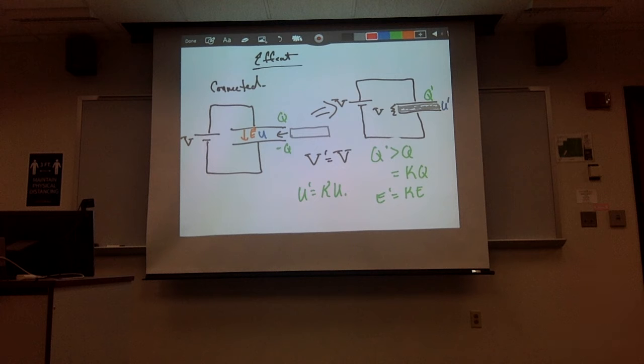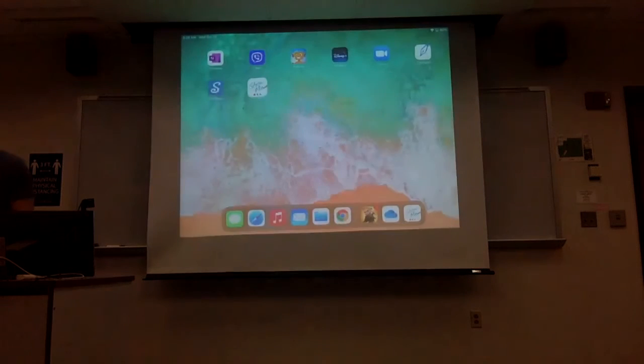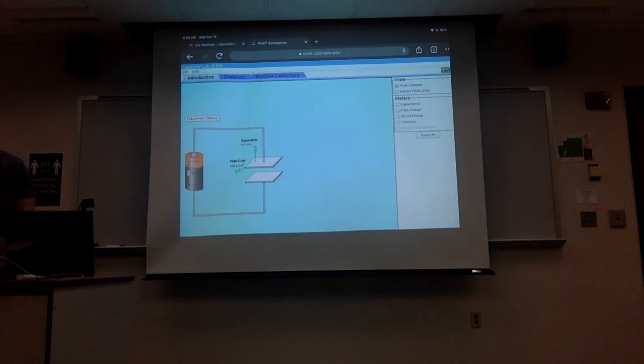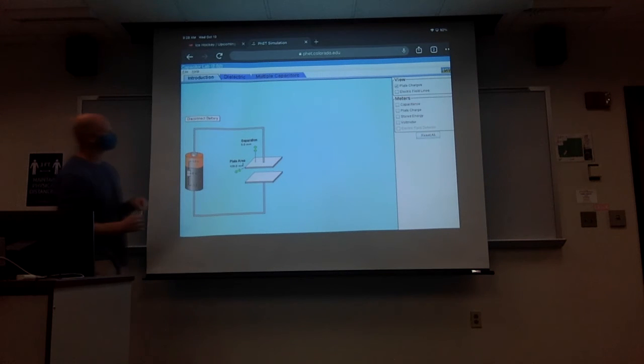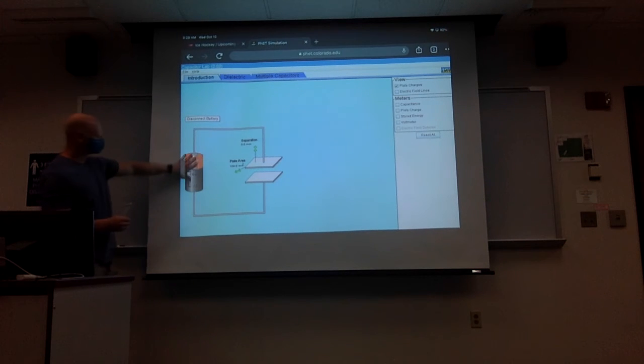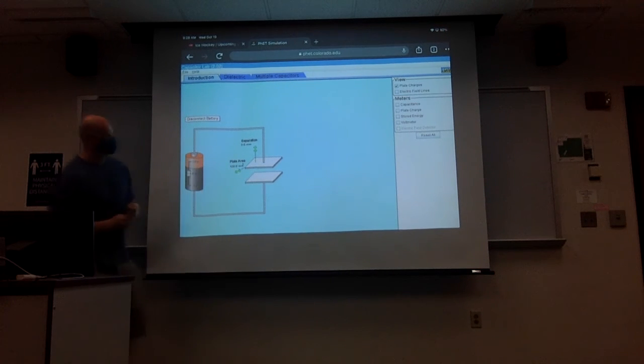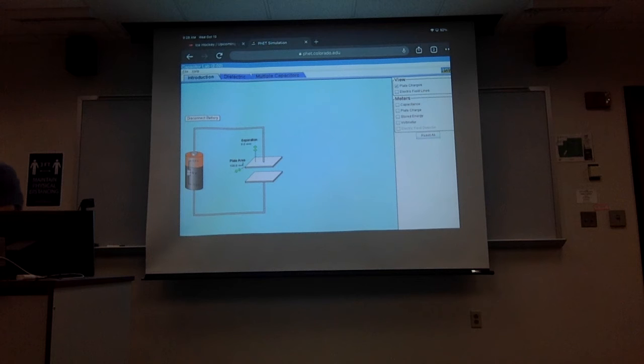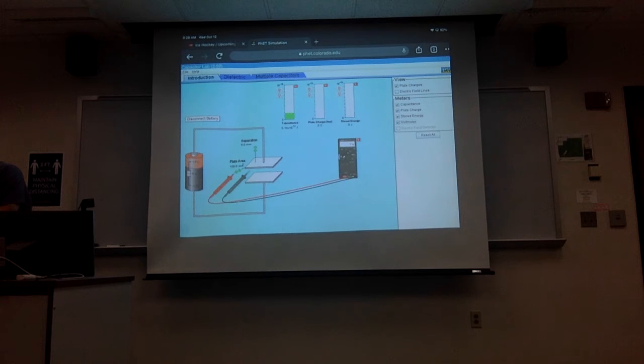Yes. So let's see all this work in this little simulation here. Basically all I have is a battery connected to parallel plate capacitors. I'm going to show different things on here. Let's show the capacitance, the plate charge, the energy stored, and let's look at a voltmeter. Also the electric field. So good, let's go ahead and turn on the battery. Good, so here's my battery.